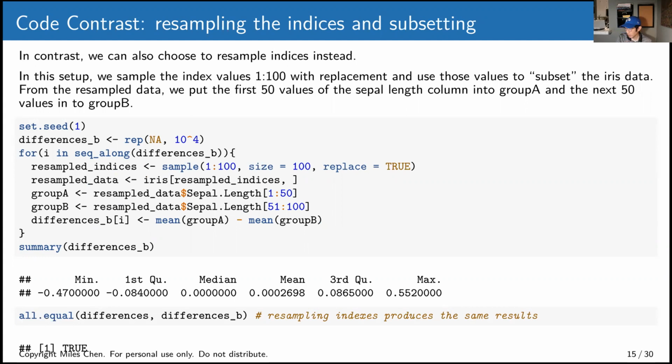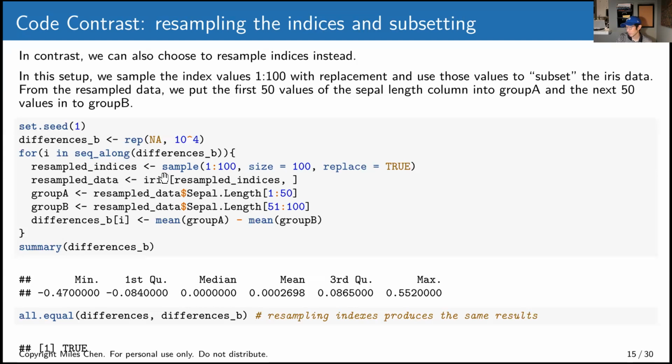So here, rather than resampling the values directly, I'm going to take the values 1 through 100, because that's how many values I have in my data set or in my population. We're going to sample those values 1 through 100 with replacement. And this is going to form my resampled indices.